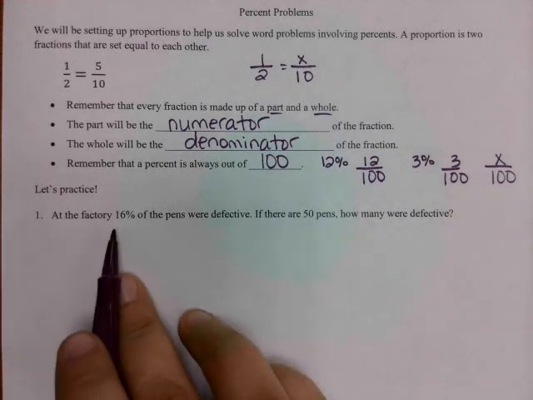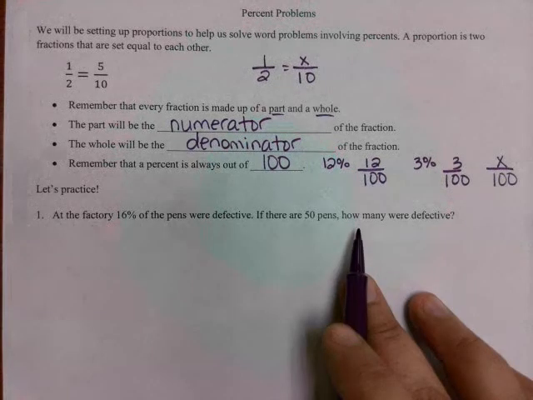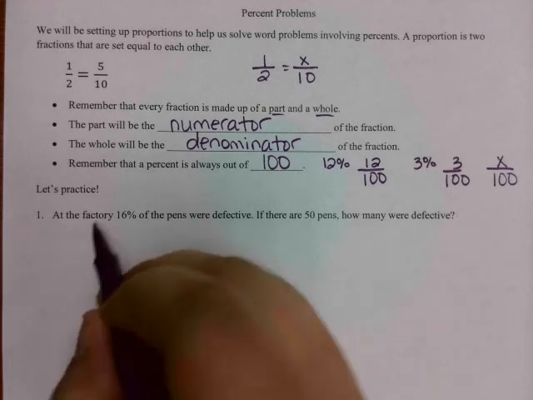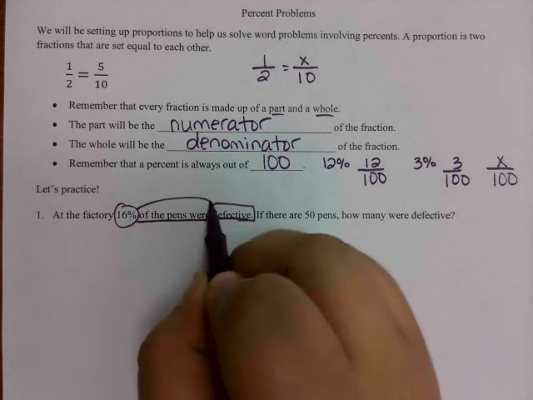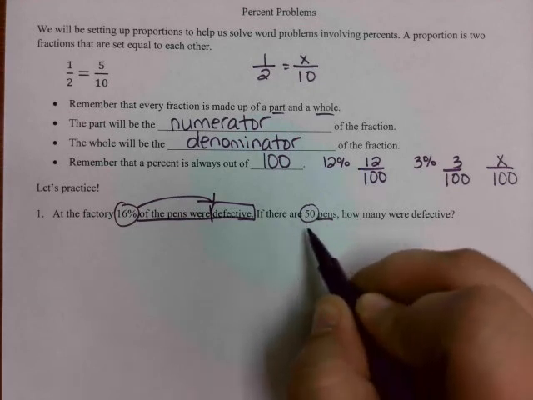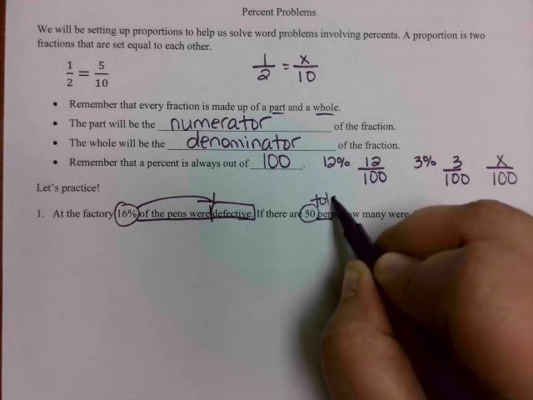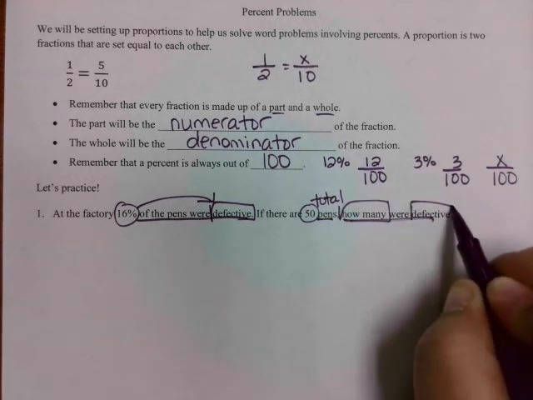Number 1 says, at the factory, 16% of the pins were defective. If there are 50 pins, how many were defective? So let's read this carefully and identify that important information. At the factory, 16% of the pins were defective. So 16% were defective. If there were 50 pins, how many were defective? So 50 pins. Does that say 50 defective pins? No. So this represents total pins. The question is, how many were defective?